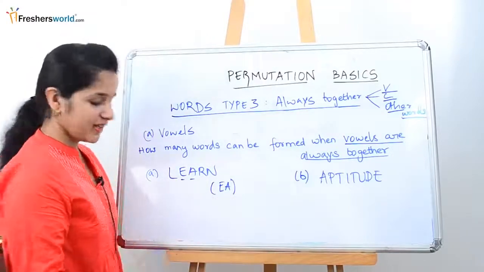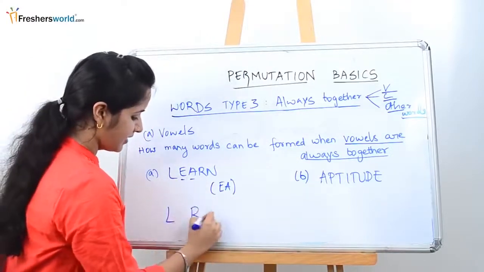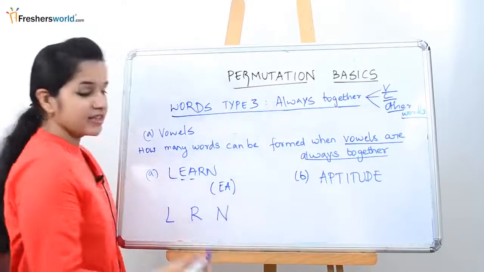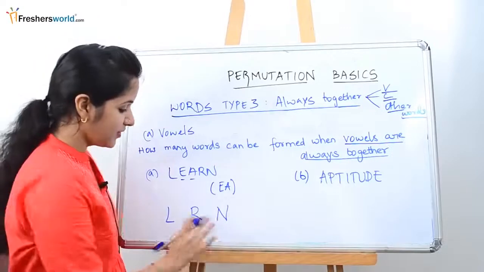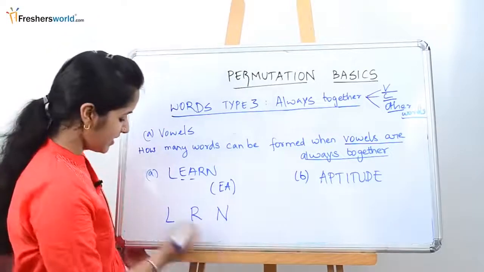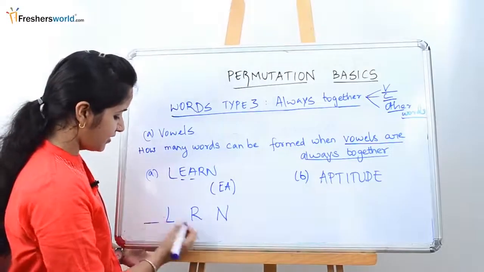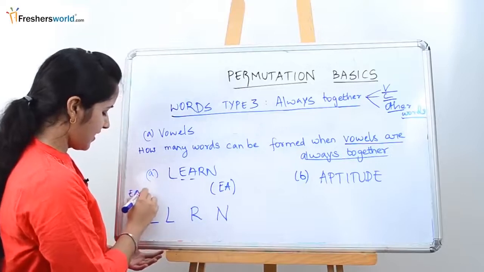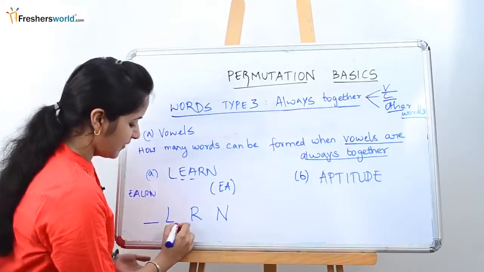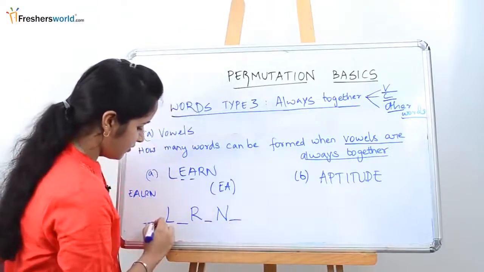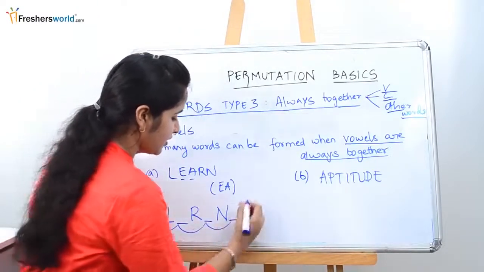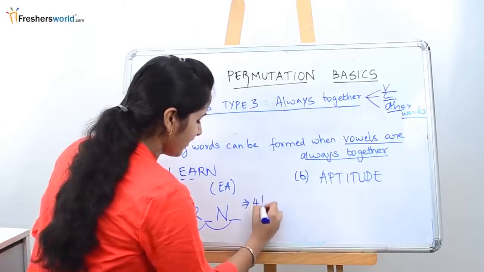What are the remaining letters? L, R, N. They are saying EA will always be together, but they are not saying where it should be. So what are the various places in which it can be arranged? Either in the front, so it becomes EA, L, R, N, or in between L and R, or between R and N, or after N. So there are 4 spaces, which is nothing but 4 factorial.